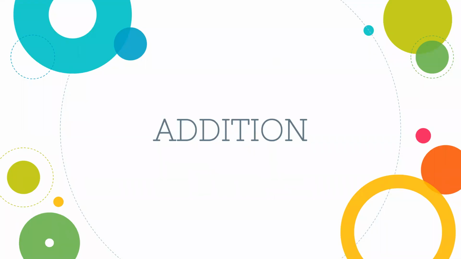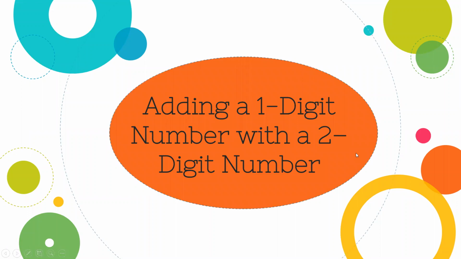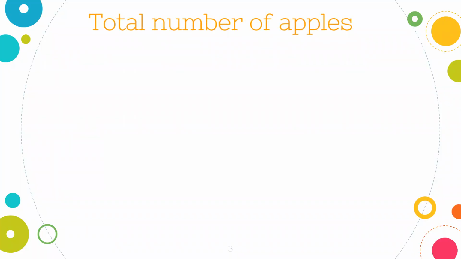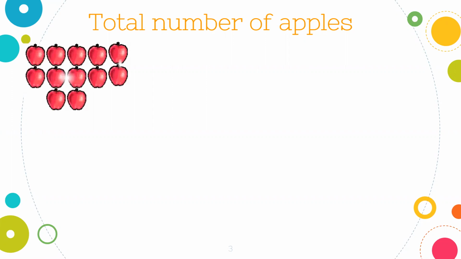In addition, we'll be learning about adding a one-digit number with a two-digit number. We have to find how many apples are there in the following example. Let us look at the example. Here, if you count, we have 12 apples. That is 1, 2, 3, 4, 5, 6, 7, 8, 9, 10, 11, 12. 12 apples.